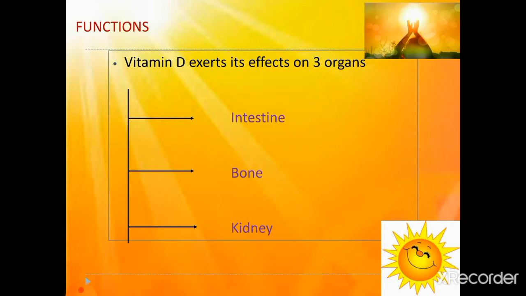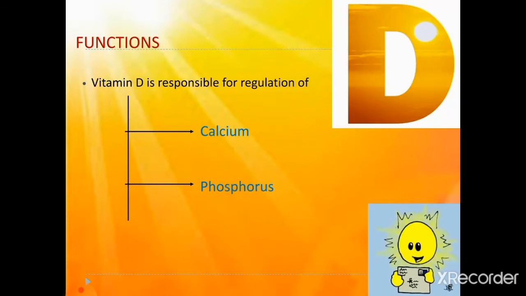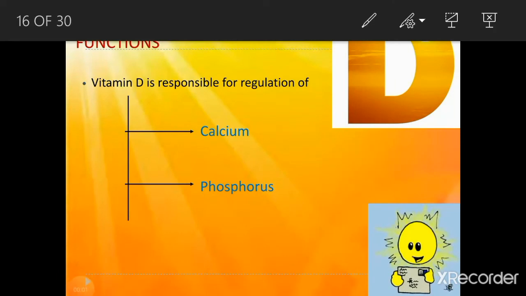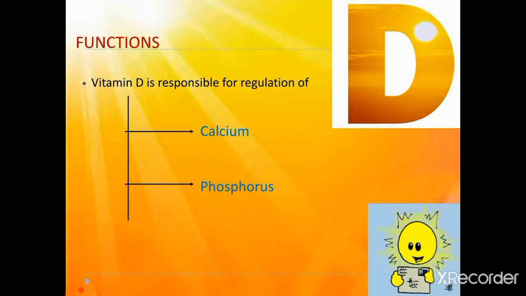Next, we will move on to the functions of vitamin D. Vitamin D exerts its effect on 3 organs. The first one is the intestine, next are bone and kidney. One of the main responsibilities of vitamin D is to maintain the normal blood calcium level. It is responsible for the regulation of calcium and phosphorus levels in our blood.